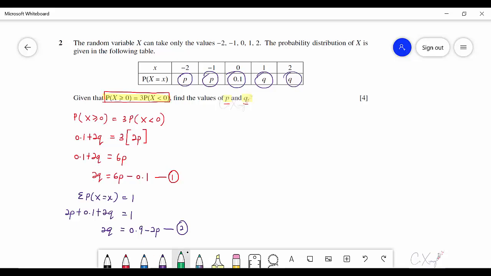Very easily you can see that I have two equations here. Therefore, to get the values of p and q, you just need to solve the simultaneous equations. You know that equation number 1 is equal to equation number 2. Just try and see whether you get 8p equals to 0.8 or not. Oh sorry, it is not 0.8, it should be 1. Then p is equal to 1 over 8, or you can write it as 0.125.